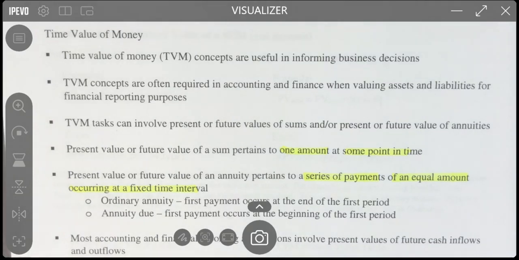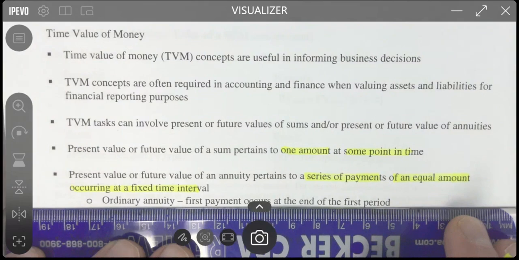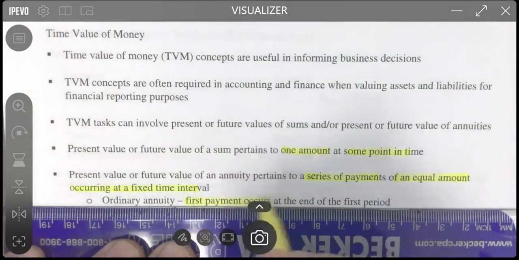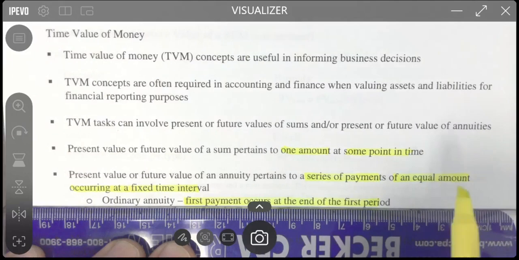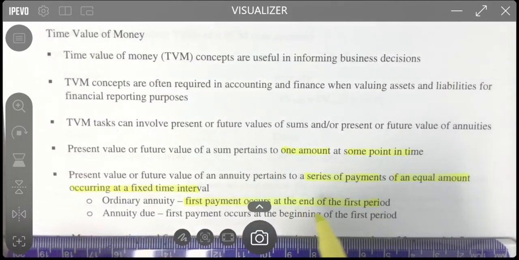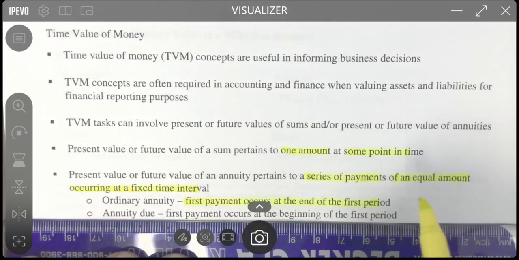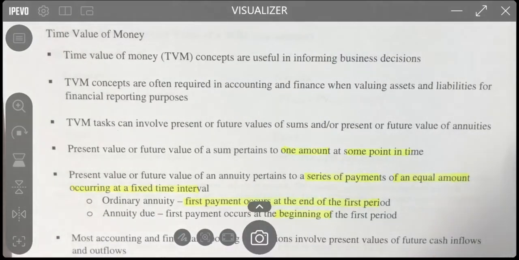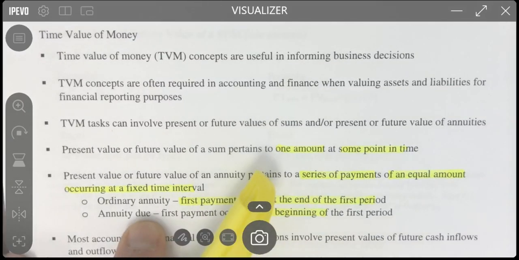Now, you'll see two types of annuities, ordinary annuity and annuity due. It's said to be an ordinary annuity if the first payment occurs at the end of the first period. Annuity due, the beginning of the first period is where the first payment occurs. Hence, due, it's due today.